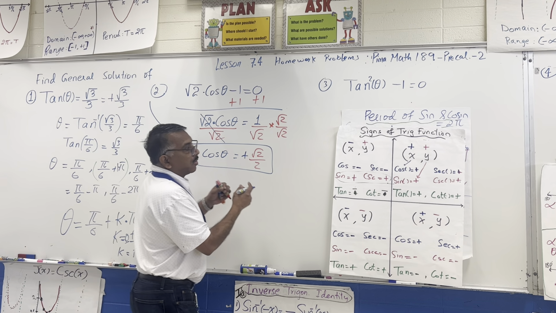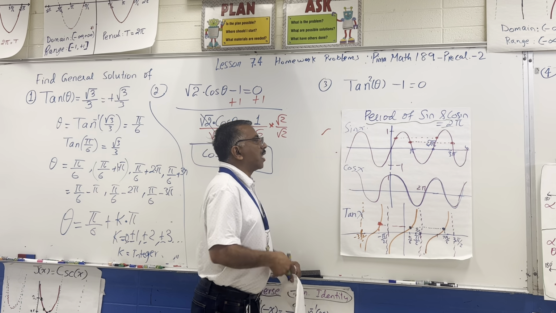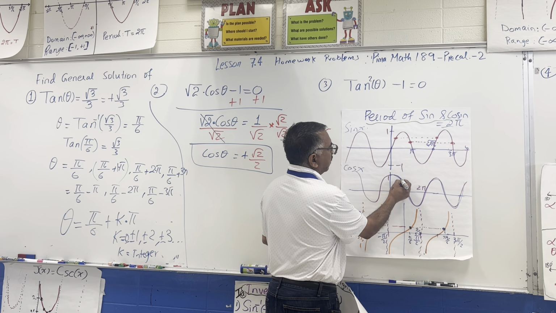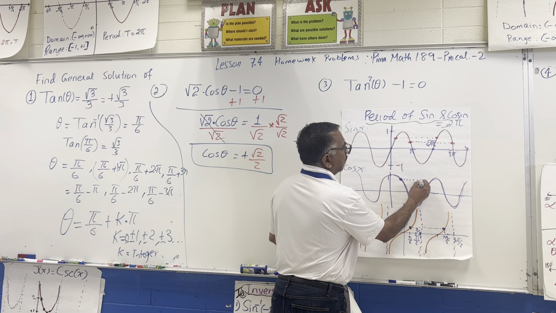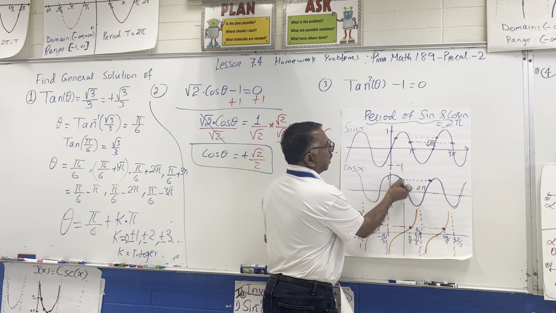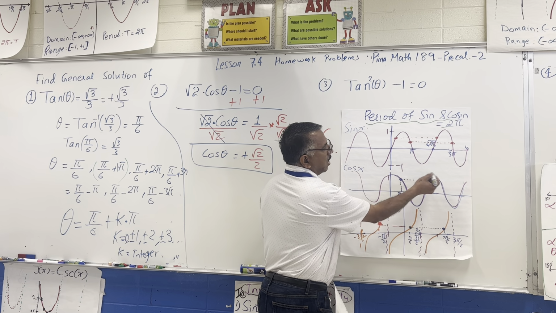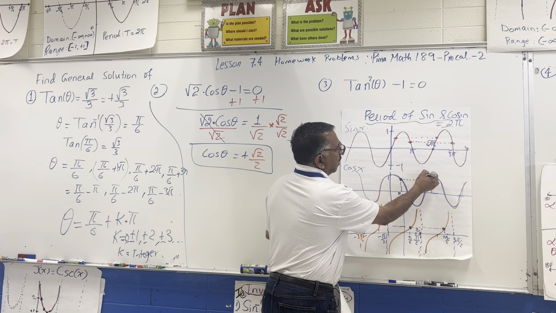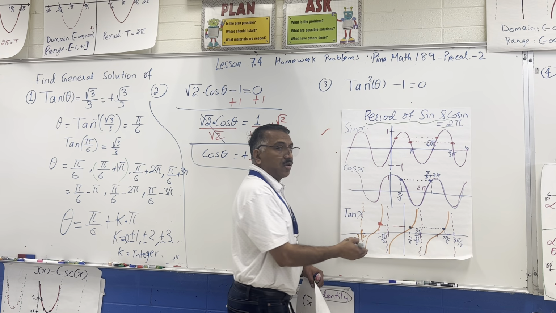One more thing is, the period of cosine also is 2 pi. If there is a point, then you just add 2 pi and you go to the next point. Whatever this may be, say pi by 3, then the other one will be pi by 3 plus 2 pi, because the period is 2 pi.